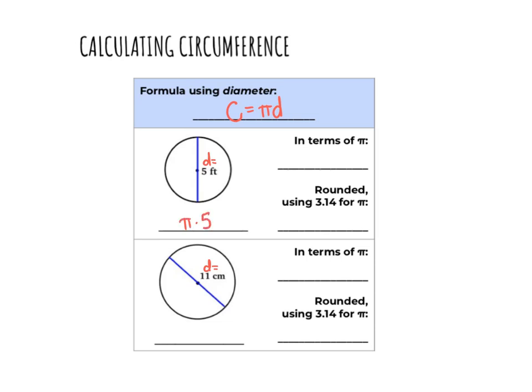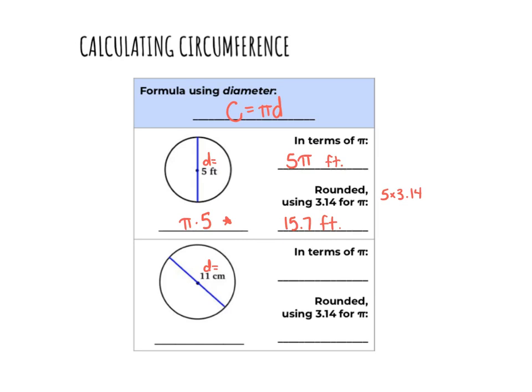Now there's actually two ways to write your final answer. The first way is called in terms of pi, and you don't actually multiply by pi. So what I would do instead is just reorder this answer, and we like our numbers in front. So it would be 5 pi, and units on circumference are just flat units, not squared or anything. Now, if I wanted to actually round that answer, I would do 5 times 3.14 to get what that would approximately be. So 5 times pi, or 5 times 3.14, is equal to 15.7 feet.